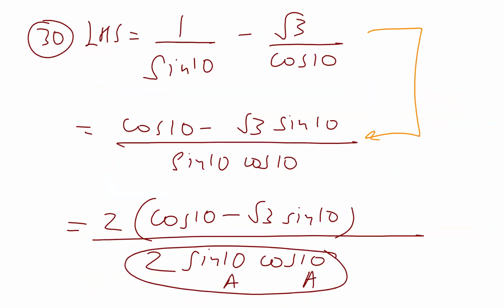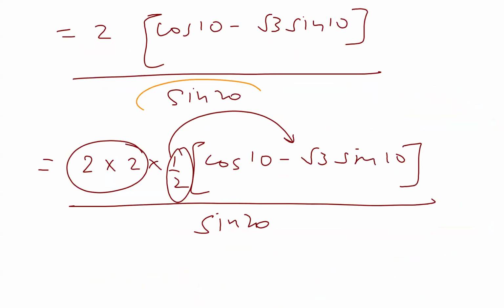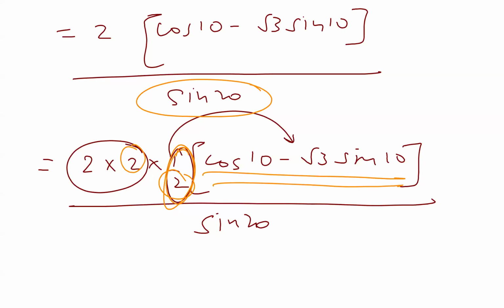Okay, so I will just revisit. First, I have taken the LCM, multiplied and divided with 2 so that I can apply the double angle formula in the denominator. 2 sin A cos A is sin 2A. So 2 sin 10 cos 10 is sin 20. Now the next step was very crucial: multiply and divide by 2 itself in the numerator and then take that half inside the bracket, which I have done.